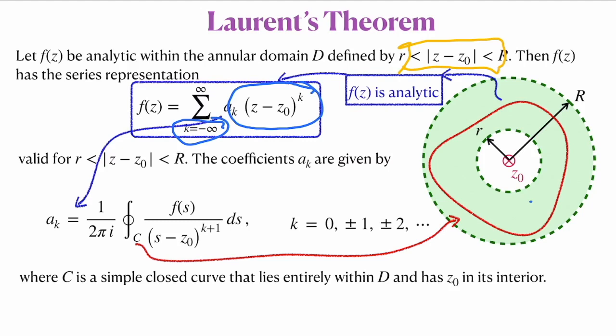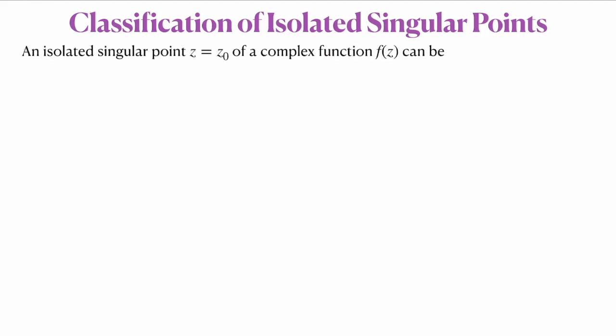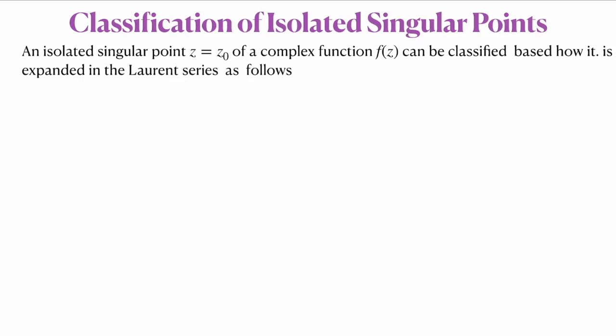Again, I am not going through the proof of this. One can work it out, but the proof is a digression. What we need to understand is how we apply this and how it is useful to define various properties of the singularities. Based on the Laurent series, which tells the possibilities of having a singular point at z equal to z0, this leads to the classification of a singular point. An isolated singular point z equal to z0 of a complex function f(z) can be classified based on how it is expanded in the Laurent series as follows.